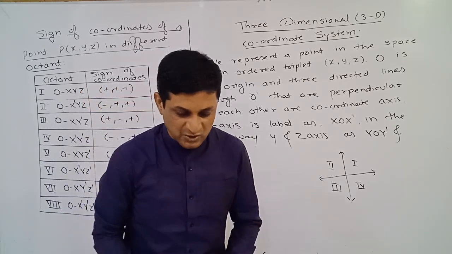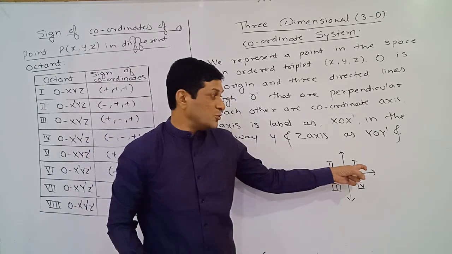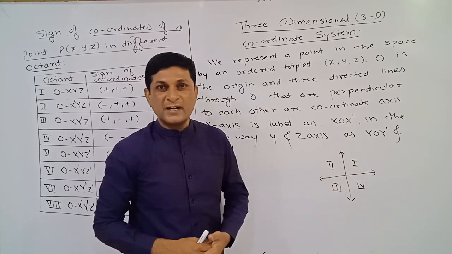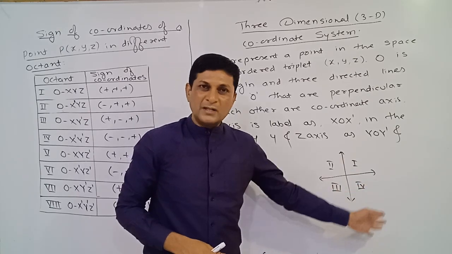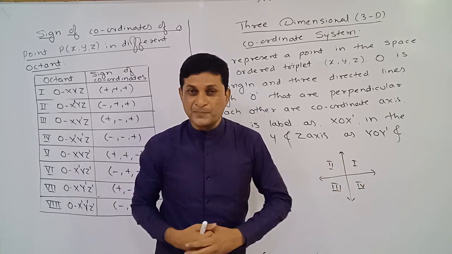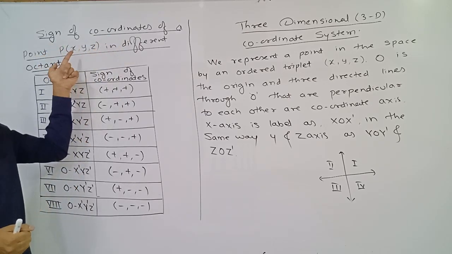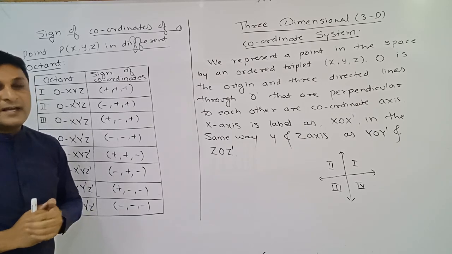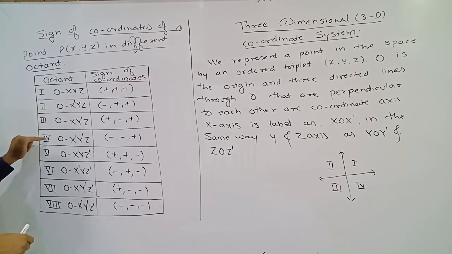Now we are studying signs of the coordinate of a point in the space. Already in 2-dimension geometry you are very well aware with the signs. In the first quadrant in 2-dimension geometry, both x and y coordinate are positive. In the second, x is negative, y is positive. So all these ideas are very well known to you. Now we are discussing about signs. Signs of what? Signs of coordinate of a point in different octant. Total how many octants are there? 8 octants are there.